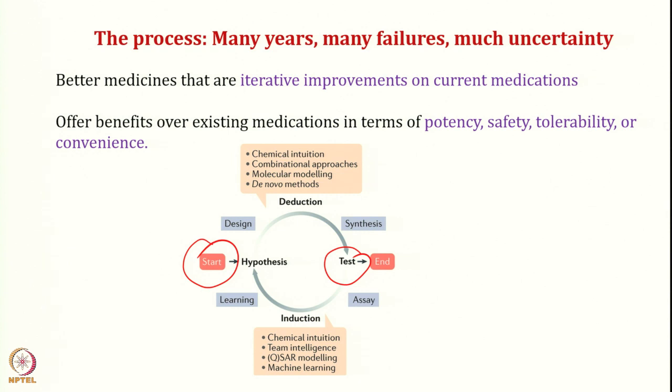And then, once you establish some bioassay, if it is giving some response, again you do lots of tests by chemical intuition, by modification, by intelligence, by machine learning, all of these are required. Then again you learn many things, and you go for a new hypothesis, modify this drug, and finally when it is coming good, you end the process.